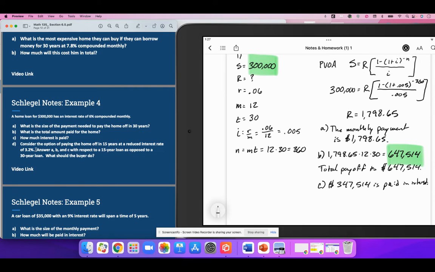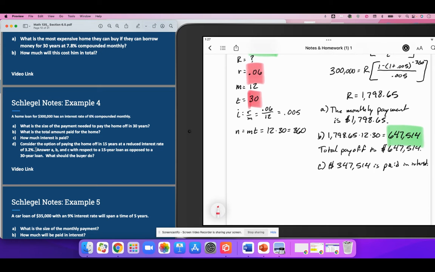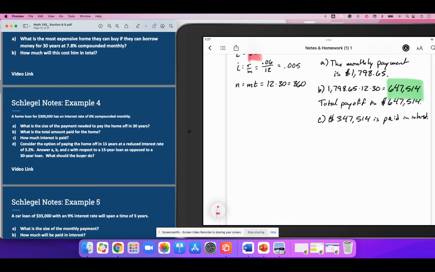What a terrible deal. And so then for part D, we are asked to consider the option of paying off the home in 15 years at a reduced interest rate of 3.2%. Remember I mentioned that shorter term loans usually have lower interest rates. We're going to answer A, B, and C with the same information. The only thing that is changing is we're going to be dropping this 30-year loan down to a 15-year loan. And we're going to be changing the percent from 6% down to 3.2%. Let's take a look and see how this is going to affect these people. I'm going to pause while I write my formula in so you don't have to sit through that, and it'll be done.